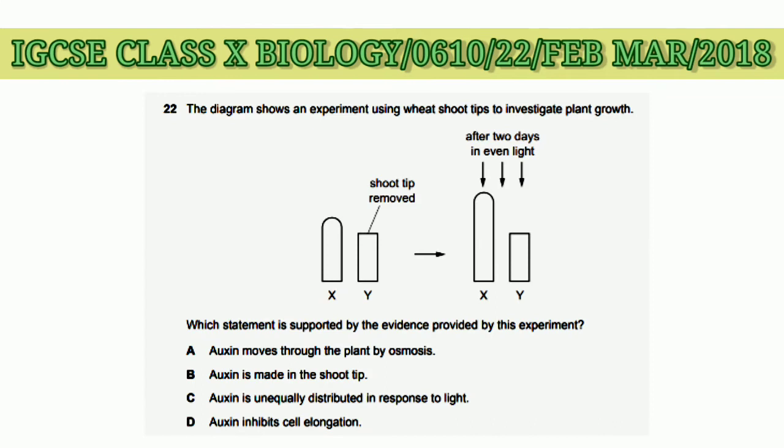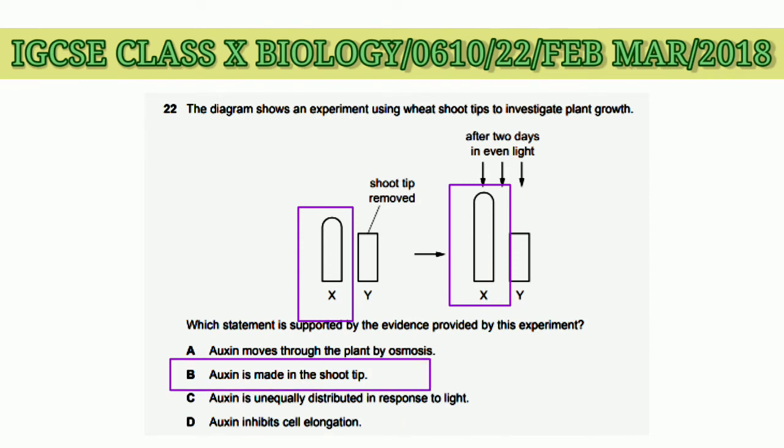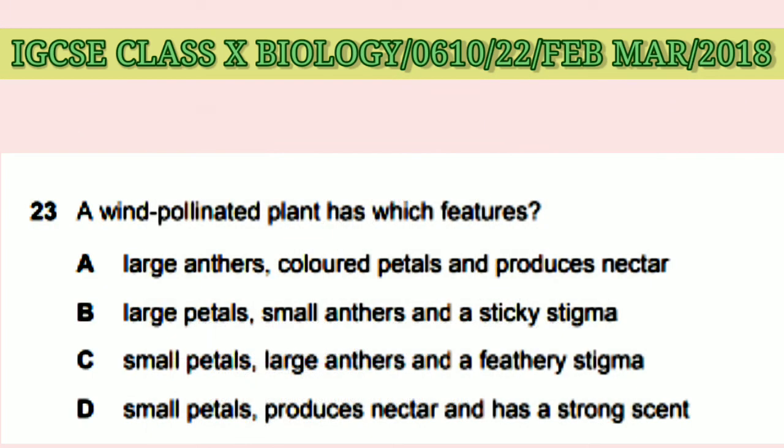Question number 22. The diagram shows an experiment using weed shoot tips to investigate plant growth. Which statement is supported by the evidence provided by this experiment? Let us have a look at the experiment. We have two shoots X and Y. The shoot tip of Y is removed. After 2 days in even sunlight, let us see which one has grown and which has not. We can see Y remains the same. It has not grown at all, and as for X, its length has increased. So we can say auxin is made in the shoot tip.